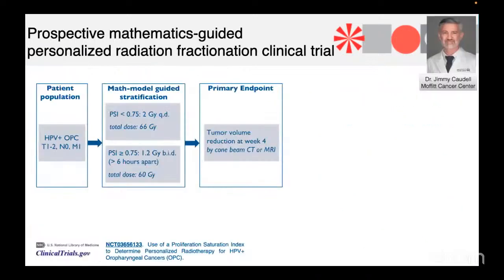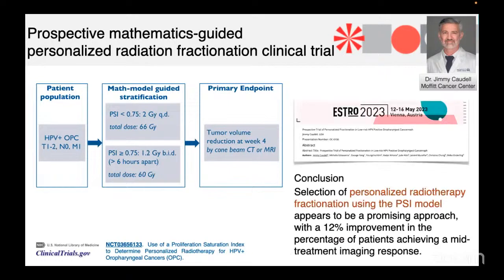So Jimmy was brave enough to take this to a prospective clinical trial. He says, let's take our next 60 head and neck cancer patients that come in. You calculate the PSI. If the PSI is below 0.75, they get standard of care, 2 gray once a day. If the PSI is sufficiently high and we classify a patient as high risk, we're going to treat them with hyperfractionation. Primary endpoint is tumor volume reduction by week 4. If we now not randomize, but personalize the radiation fractionation based on your pre-treatment tumor growth dynamics, can we increase the number of patients that achieve a robust mid-treatment response?